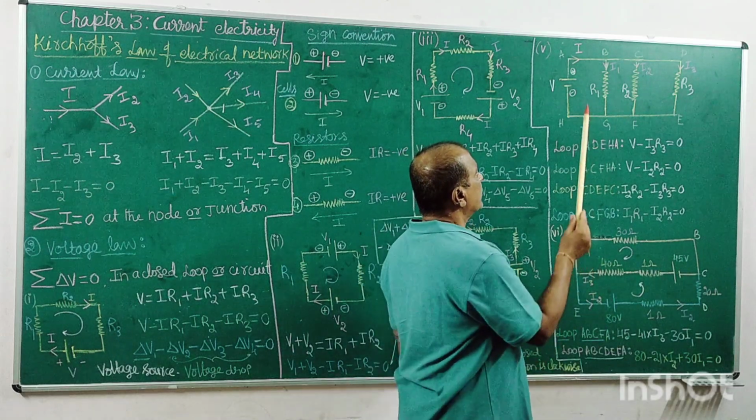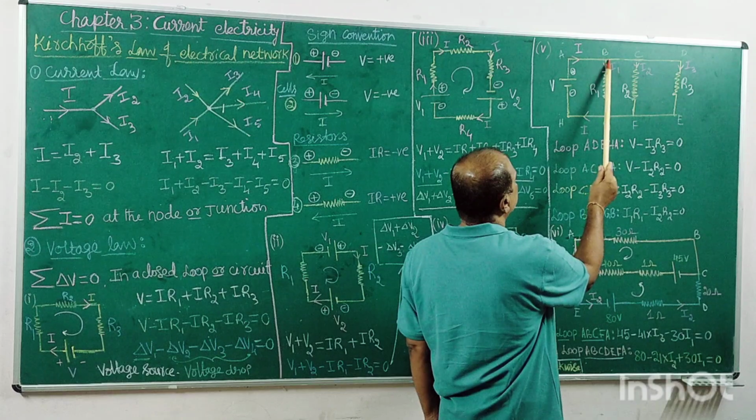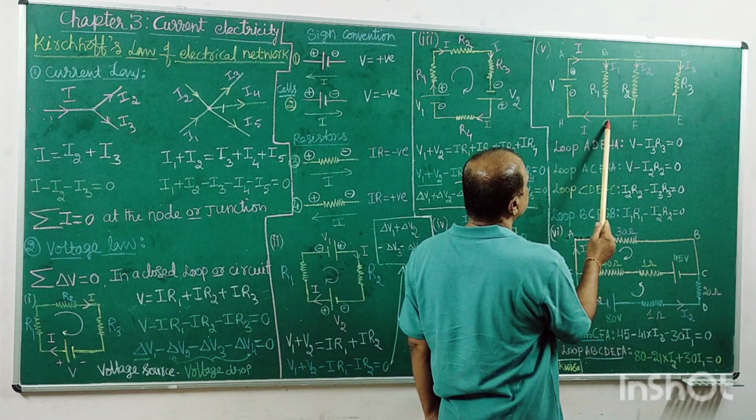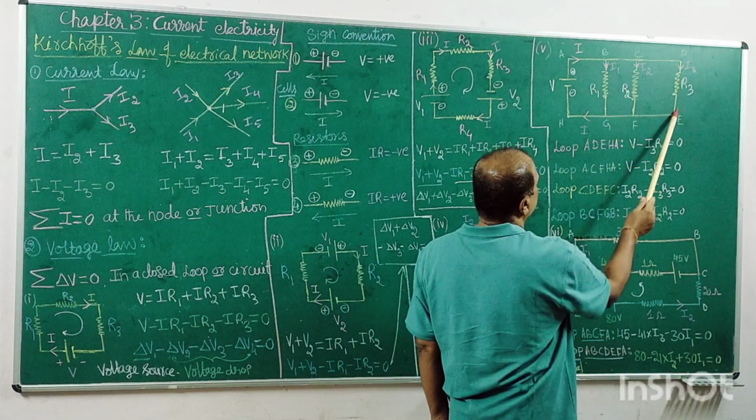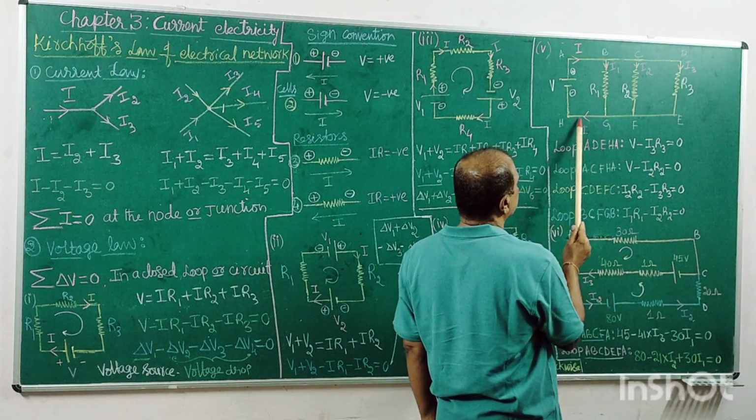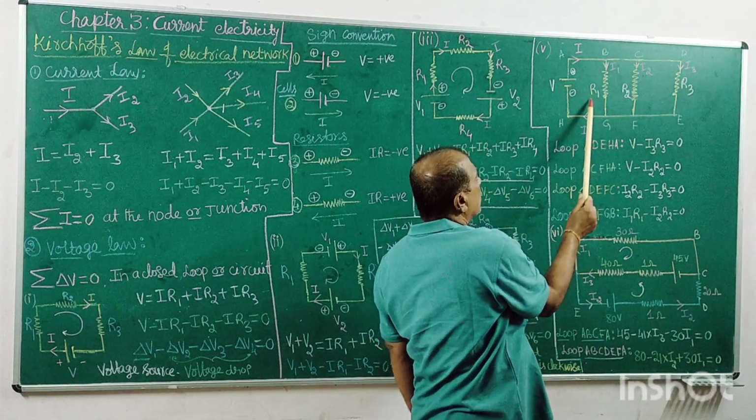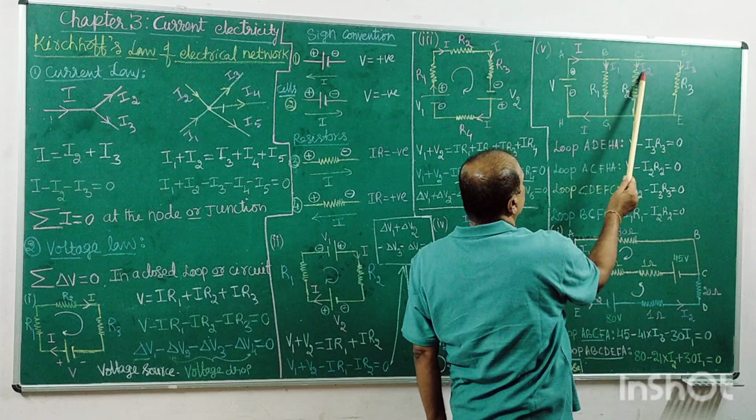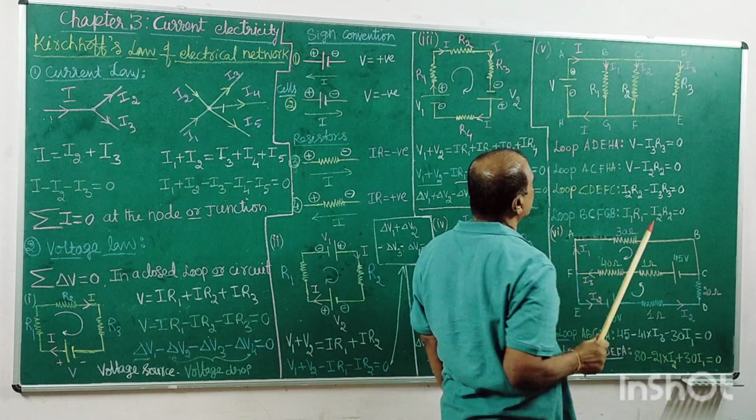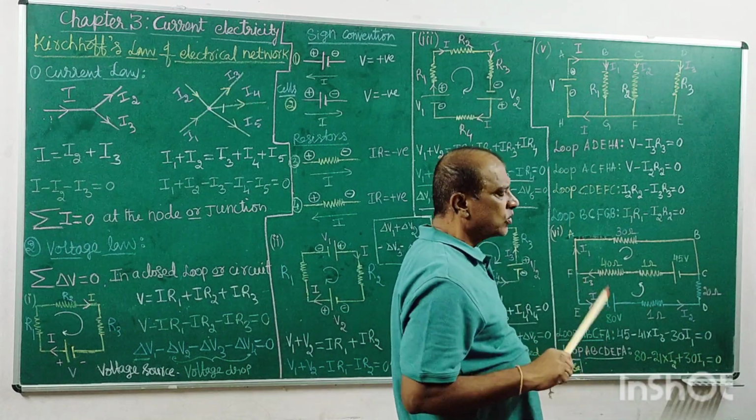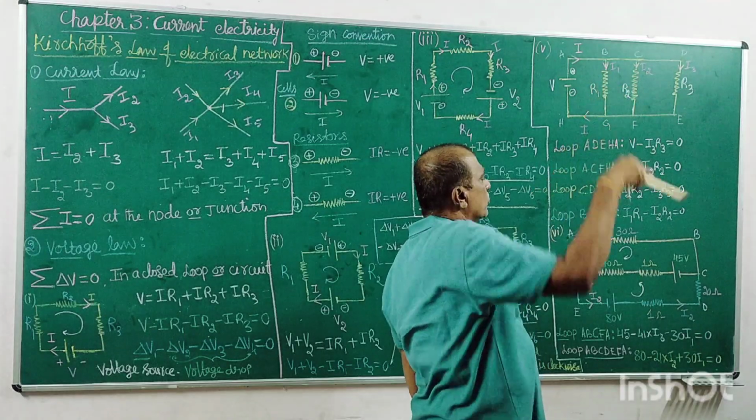But the currents are different. If this is the total current, this current divides into different branches, I1, I2, I3, and again combines to give the same total current. The resistances are R1, R2, R3, the currents are I1, I2, I3, and there is a voltage battery. And in this diagram, see that it is not one loop. In this network, we have a number of loops.